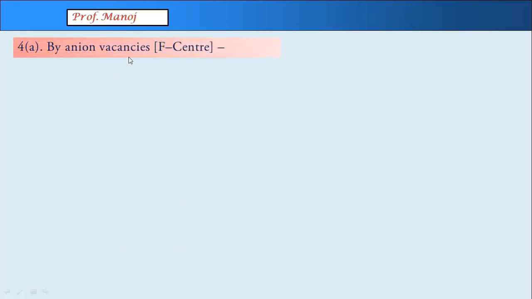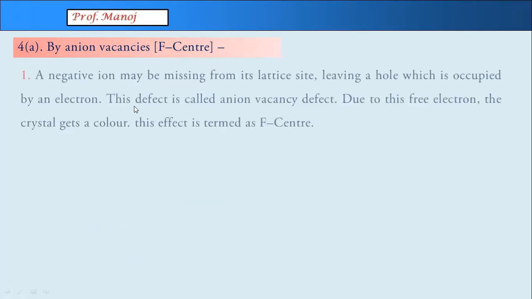So first we have anion vacancies, also known as F center. Here a negative ion goes missing from a lattice site, but no hole is created as such. Instead of a hole, there will be an electron present. So charge-wise it remains the same, but the ion will be missing. This is called anion vacancy. Now, when a free electron comes into the crystal, the color of the system changes. And color in German is called Farbe, F-A-R-B-E. That's why the name is F center. This is the center which is causing the color.